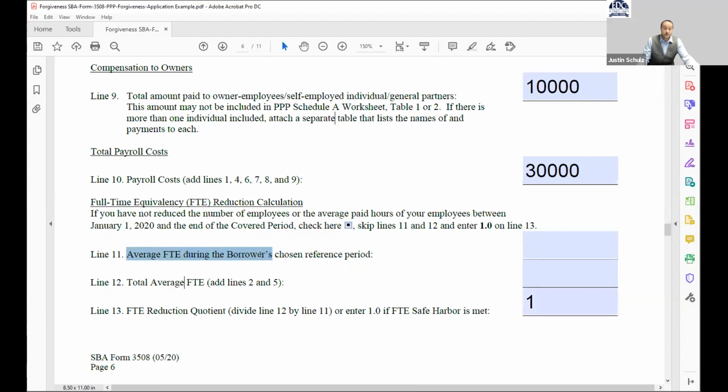The average FTE during the historical time period that we chose was 2. And the total average FTE that we had during the covered period was 2. You're just dividing these, and it comes out to 1. If you didn't reduce anything, they're saving you those two spots. But if in your previous time period you had 3 employees, and now you have 2, this would come out to 0.66. That's what they're doing there. That would mean you'd be reduced by about 33% of your forgiveness provision. But for this purpose, it was 1, which means 100%.